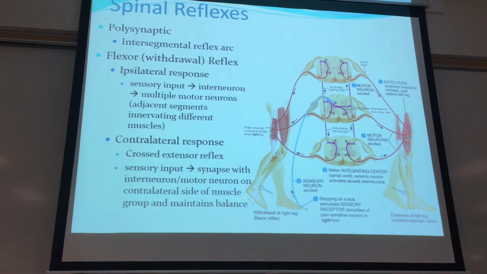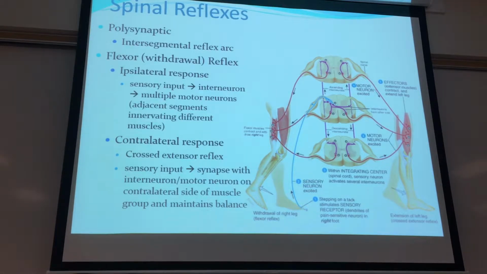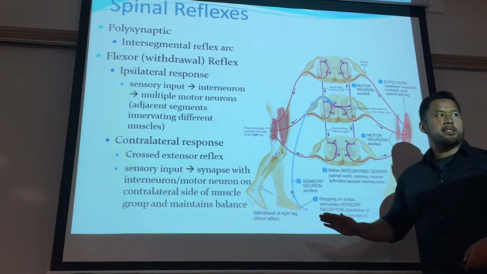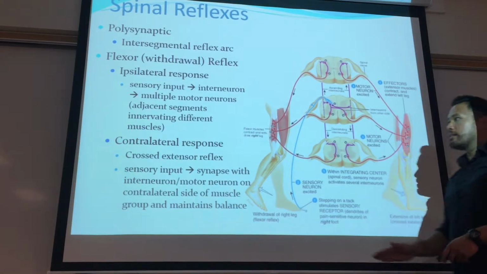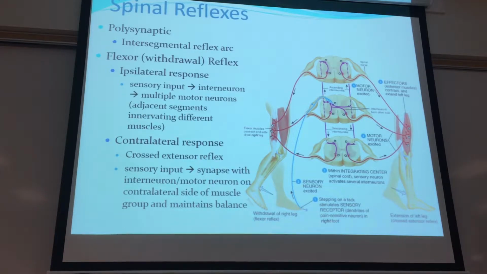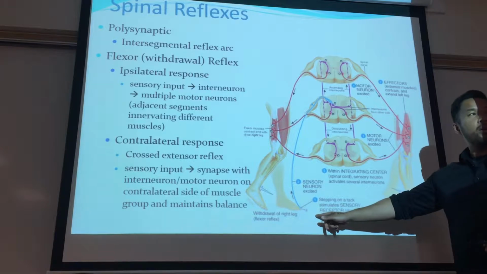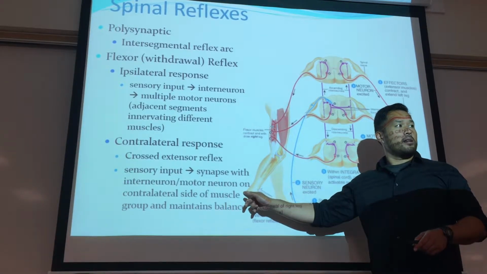Now, this specific spinal reflex is one we talked about. This is stubbing your toe. In this reflex, we're seeing both an ipsilateral response, things that are happening on the same side of the stimulus, and things that are happening on the contralateral side. Here you can see the right leg. This person stubs their toe, and what they want to do is withdraw that foot away from the stimulus.